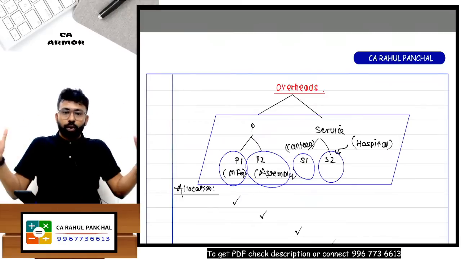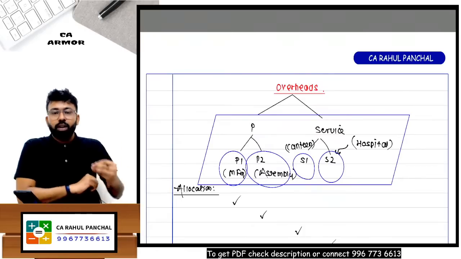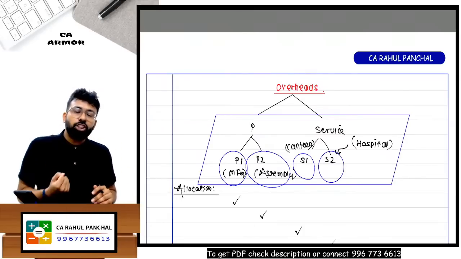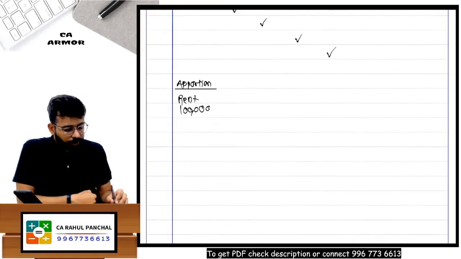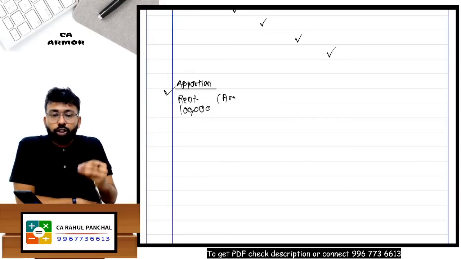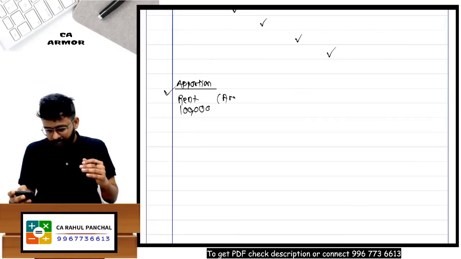Now when you pay the total rent, the rent agreement is in totality, but you have to divide the rent. That rent should be divided based on which area is occupied. So rent will be divided based on area occupied, and when you are using some ratio, that is known as apportionment, when you are apportioning that cost in some suitable ratio. I hope that makes sense.